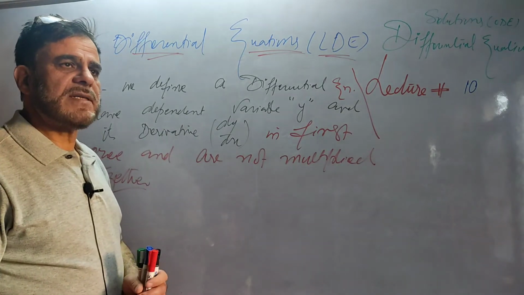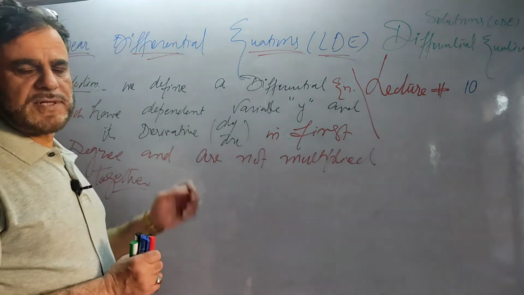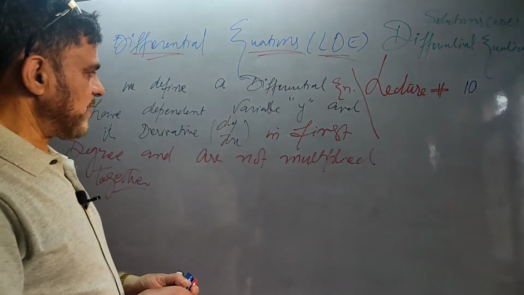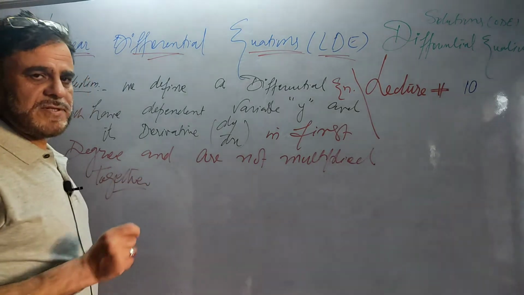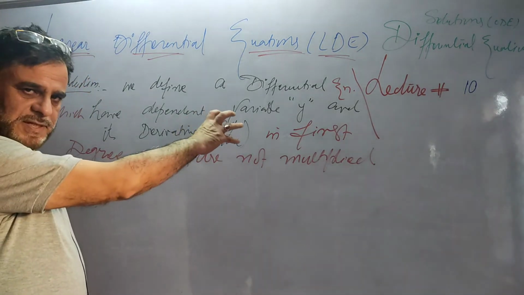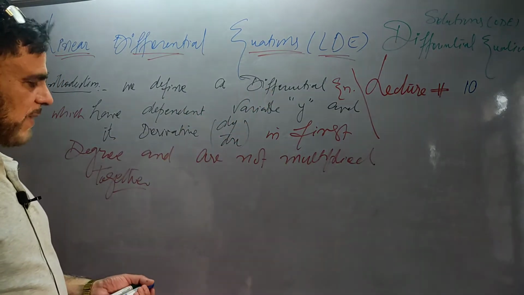If it has, in that case we try to reduce it into linear differential form. That will come later in what is known as Bernoulli's equation. But here, when we talk of the linear differential equation of first order and first degree, dy by dx is of degree 1 and degree of y is also 1, and they are not multiplied together.